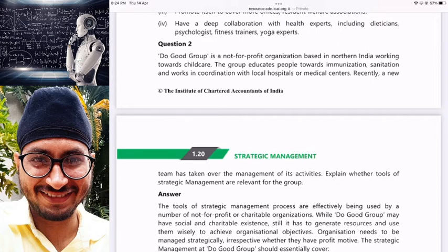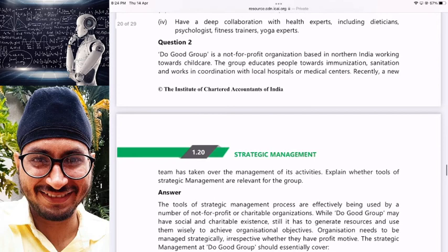Sir, organizations are classified into two types: commercial, non-commercial. Strategic management is applicable to both commercial and non-commercial enterprises. Hence, in our case, it is applicable to Do Good Group also. Even though it is a non-profit organization, it has to follow strategic management to generate funds, for proper utilization of funds.